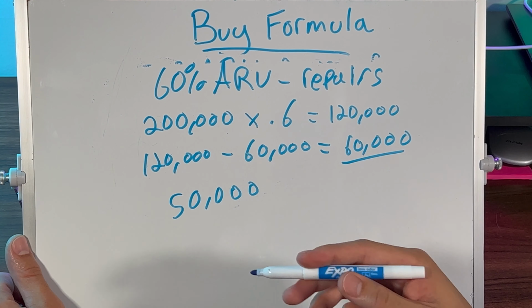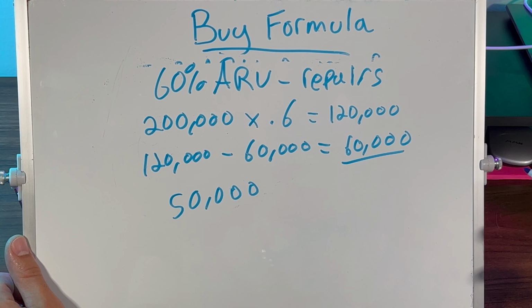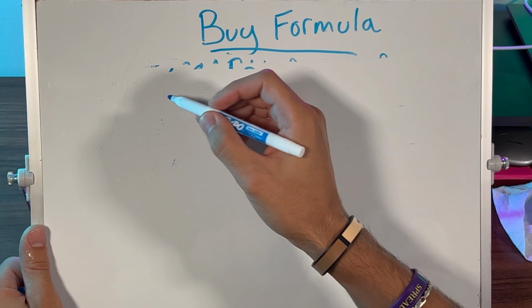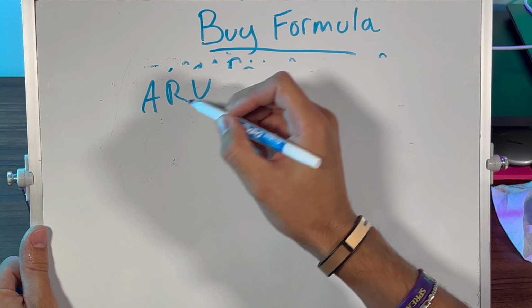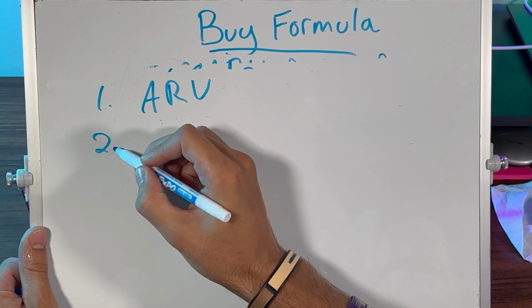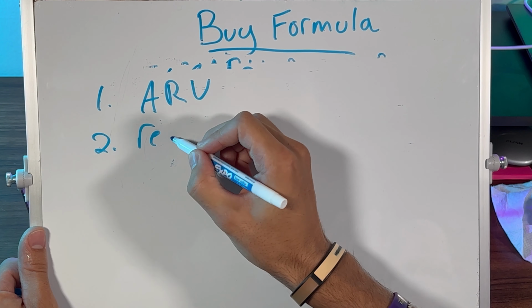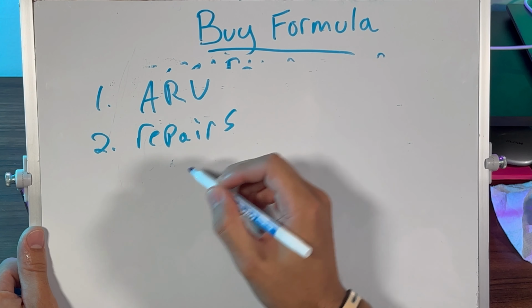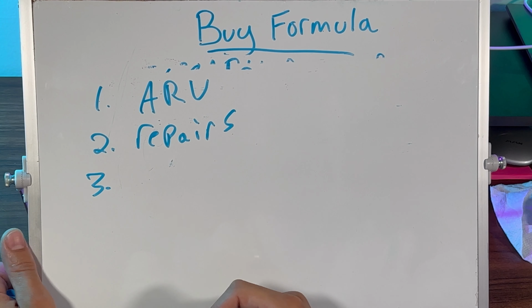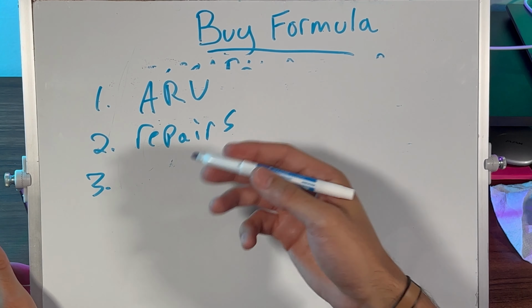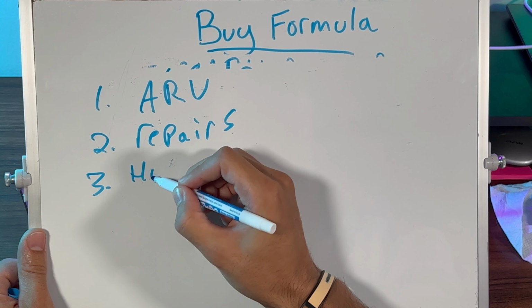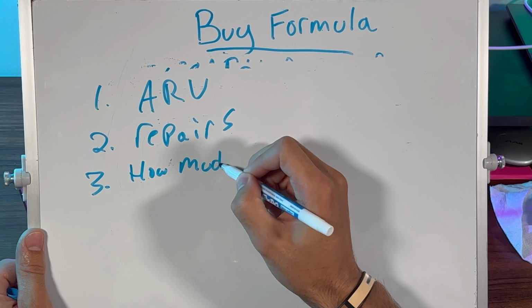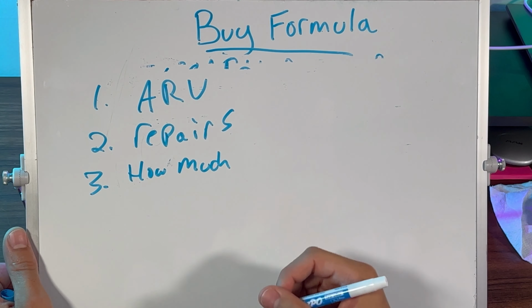So that's it. Once you have the estimated cost of repairs, you're able to plug that in. The first thing you need to do is find the ARV. Second thing you need to do is estimate the repairs. Third thing you need to do is know how much the cash buyers are willing to pay for it in your area. That way you can plug all these into your formula.